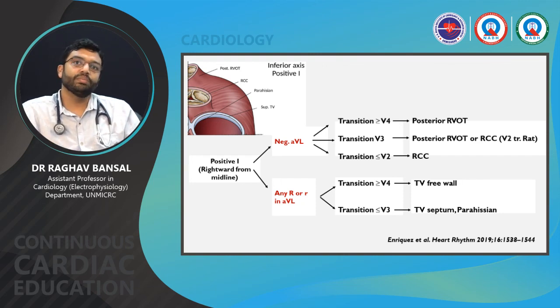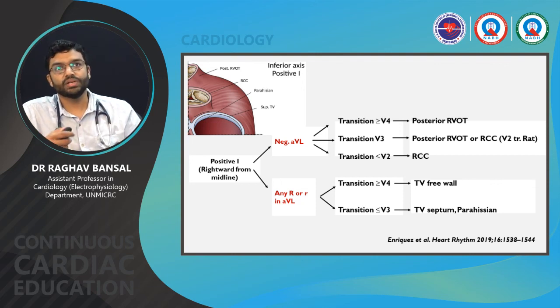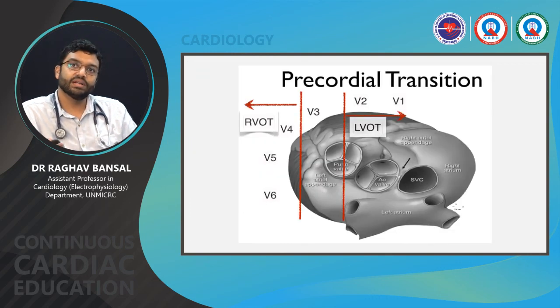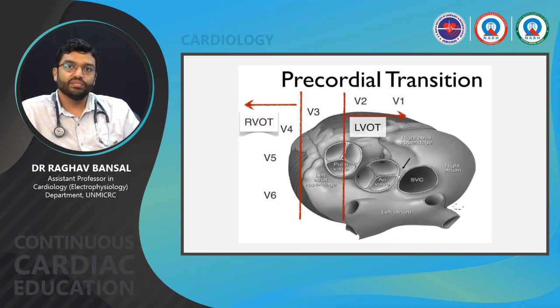One thing you need to keep in mind: as we go from the free wall towards the septum, the transition becomes earlier. Same from anterior to posterior, the transition becomes earlier. This is the same diagram, understanding that if the transition is later than V4, it points towards an RVOT origin. If the transition is earlier than V2, it points towards an LVOT origin. But what happens when the transition is in V3? We are in a gray zone, and we need to classify it further.